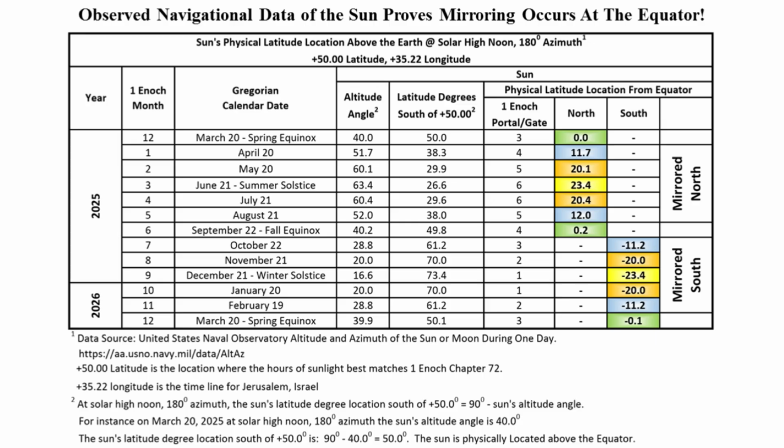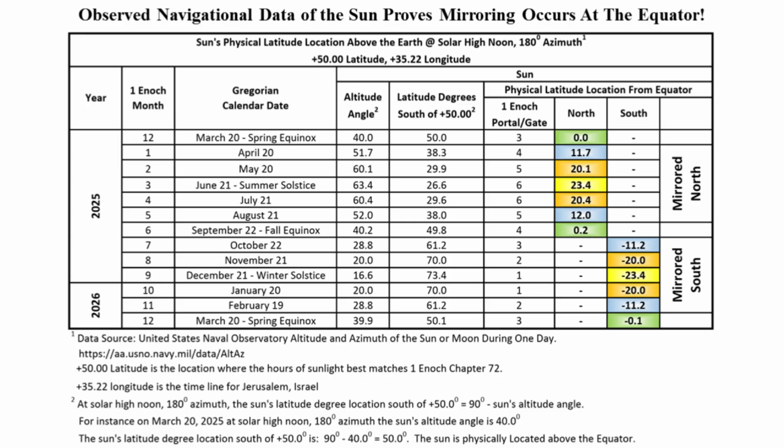November 21, first Enoch month 8, the sun's latitude location is 20 degrees south of the equator and the sun's last day in gate 2. December 21, winter solstice, first Enoch month 9, the sun's latitude location is 23.4 degrees south of the equator and the sun's last day in gate 1. Latitude 23.4 south of the equator is the Tropic of Capricorn.